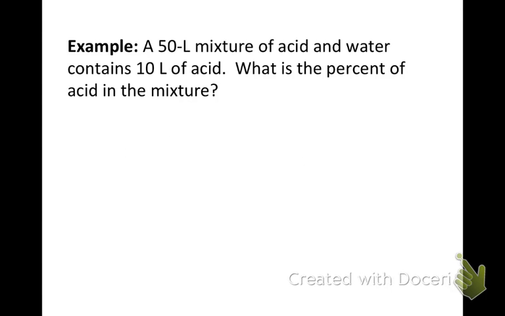All right, so here's our first percent problem. We have a 50-liter mixture of acid.